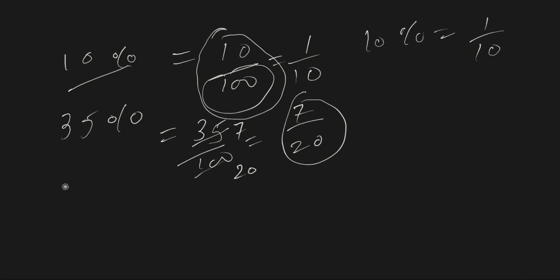Another easy way is, let's do one more example. Say 25%. This would be nothing but 25 over 100. And we know that 25 times 4 is 100, so this would be 1 by 4.